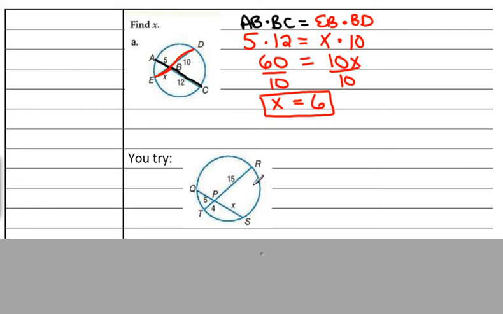So the second example, I'm going to have you try on your own. It's the same thing. Part times part equals part times part. Pause the video and see if you get the same answer as I do. Okay, and you should have gotten x is equal to 10. If you didn't, raise your hand and we'll come over and help you.